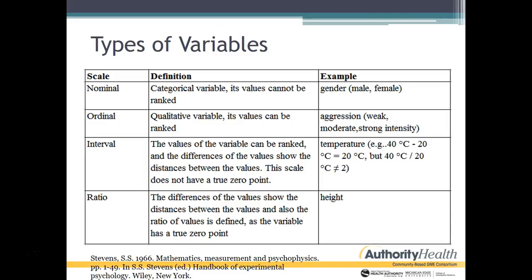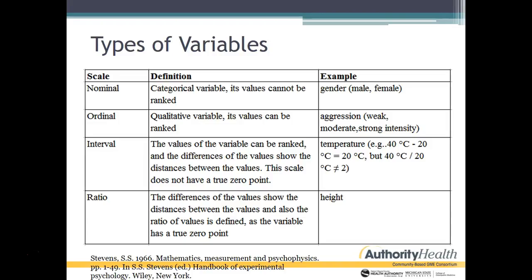Hair color: brown, blonde, red, black. Just things that are qualitative that you can't rank. There's no value assigned to them. Ordinal, however, are qualitative variables, but their values can be ranked. So there's some sort of ranking order.